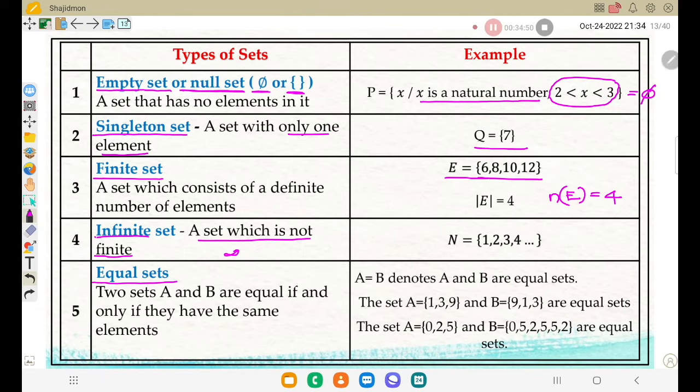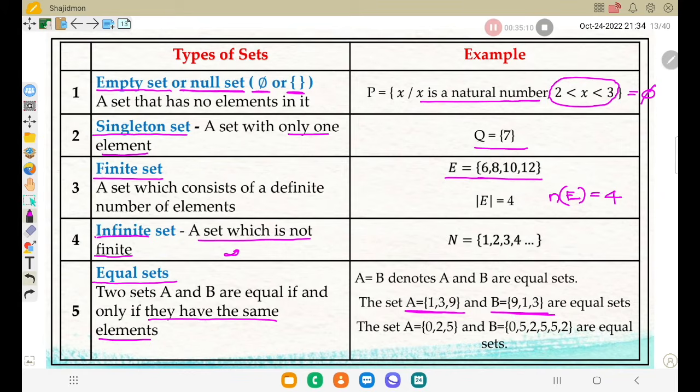Now, equal sets. What is the meaning of equal sets? Two sets are said to be equal if and only if they have the same elements. For example, A equal to the set {1, 3, 9}. B equal to {9, 1, 3}.